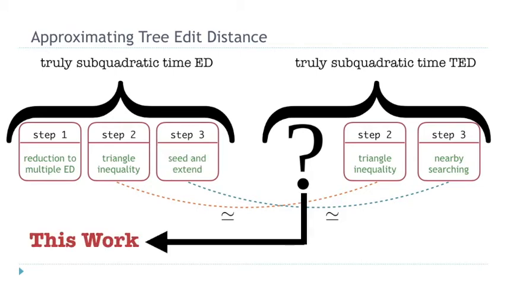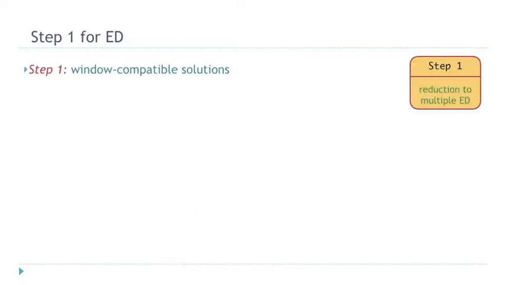So the technical contribution in this work is that we introduce another reduction that also works for tree edit distance. When we plug that into the rest of the algorithm, we are able to get a constant factor for tree edit distance as well. All right, so I very briefly tell you the ideas for edit distance, especially step 1, and then I tell you how we modify that for tree edit distance.